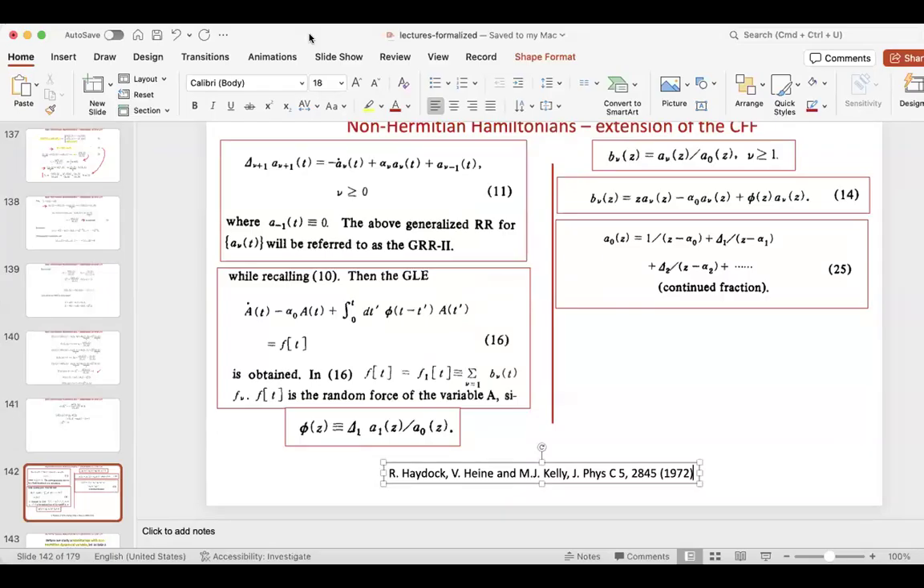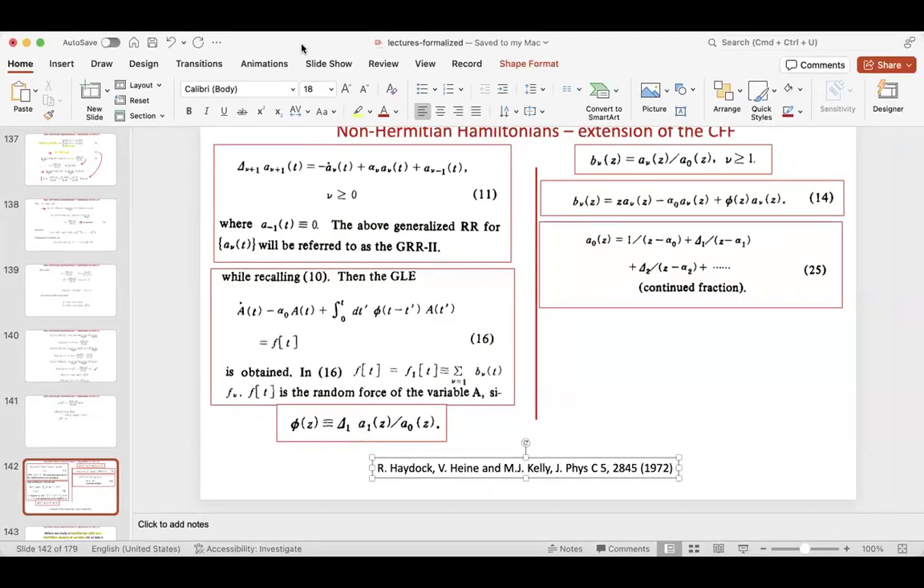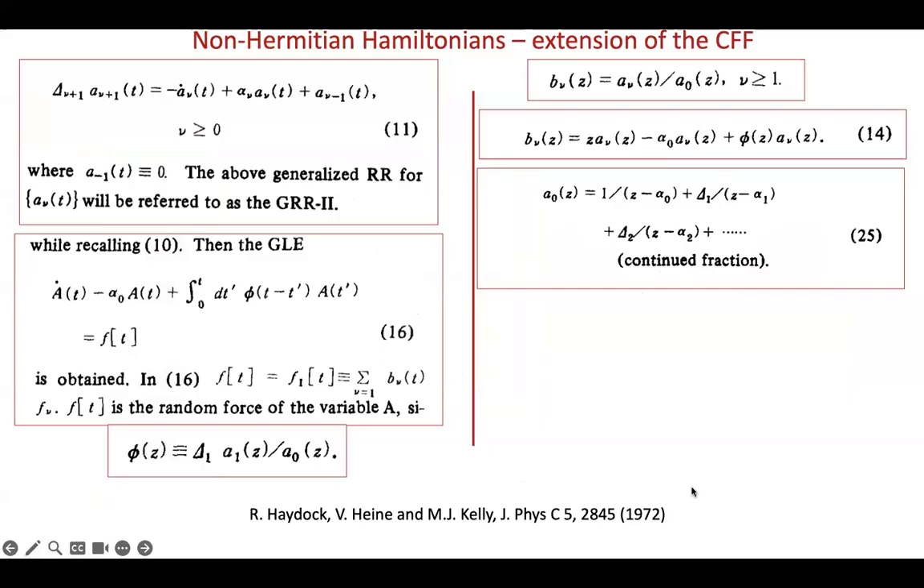Okay. So, yeah, that's the paper, based on basically the same idea. And this was really developed first by Haydock, Heine, and Kelly. Haydock went on to become a professor at University of Oregon. Haydock has retired now. Haydock became a very famous person. Heine was already famous. And Haydock pioneered the whole approach in its semi-commercial form now.